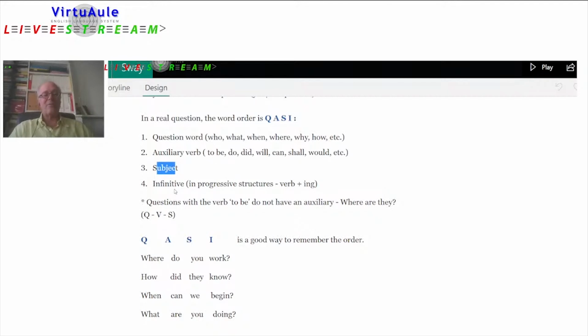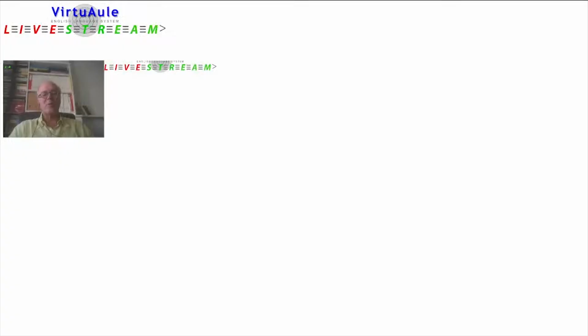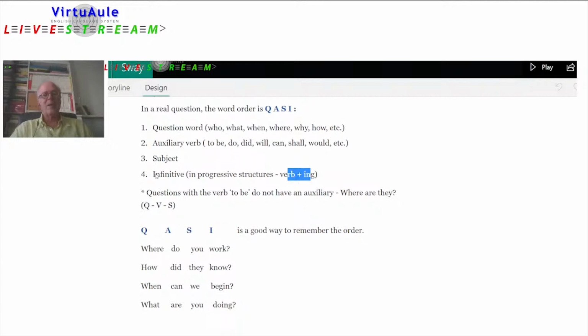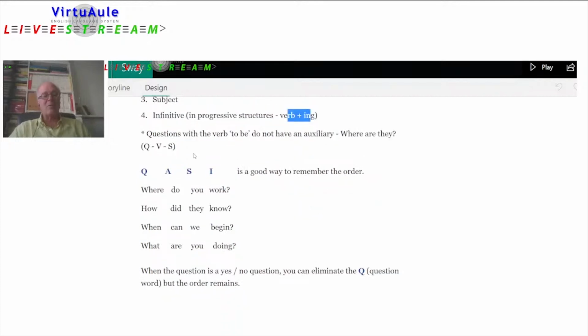And then we have the infinitive. In progressive structures, we're going to see the verb plus ing. In the perfect, we will see the verb plus ed, or the third form. This is really a very, very big success if you can remember this. Okay, a good way to remember the order.